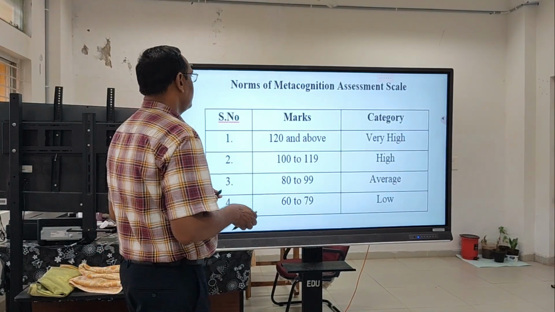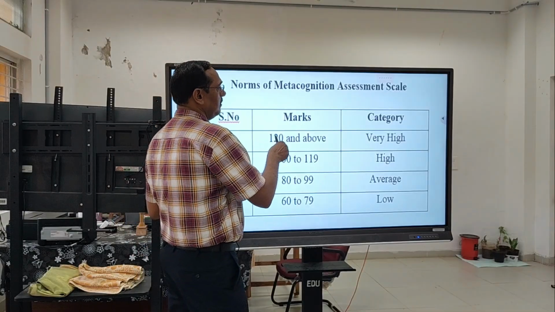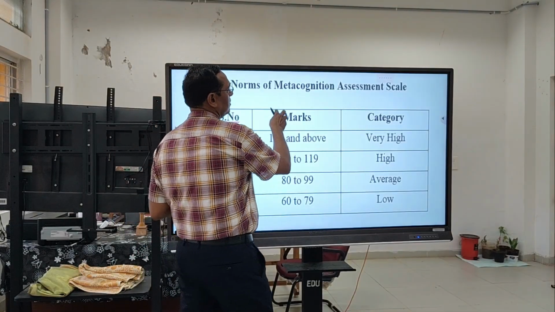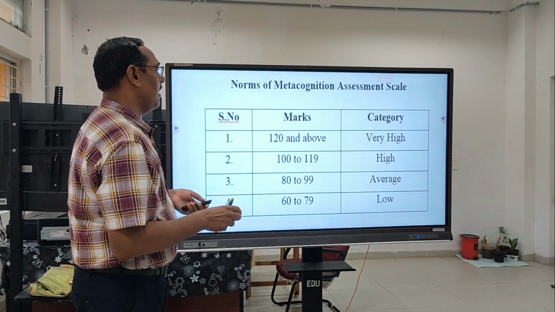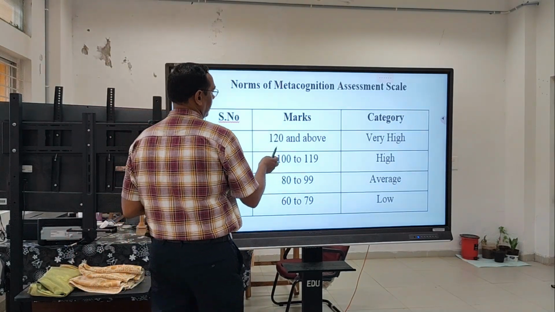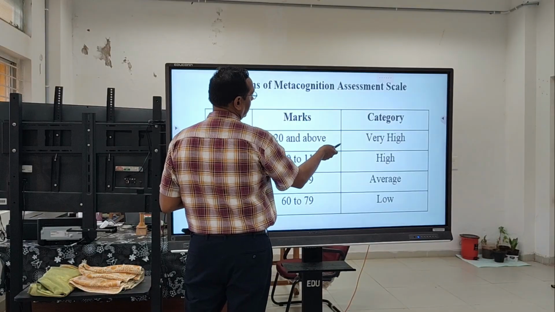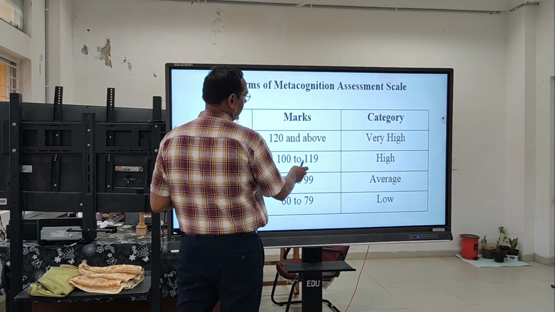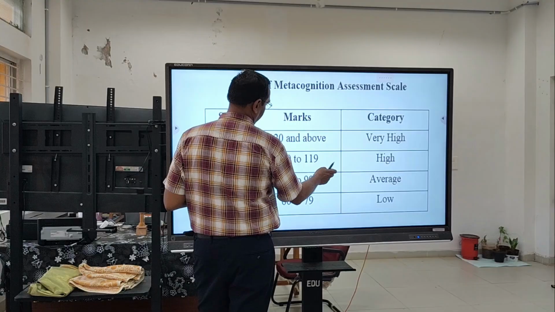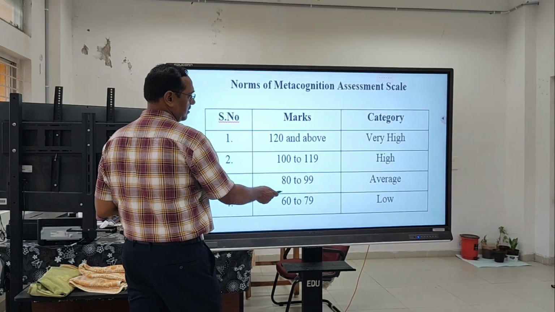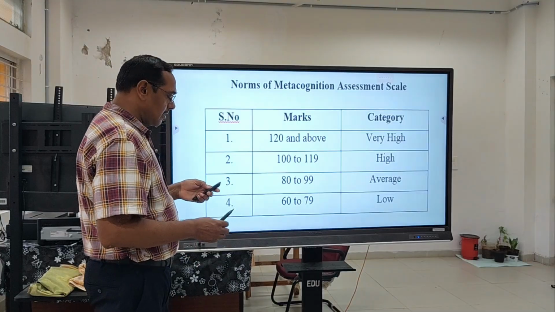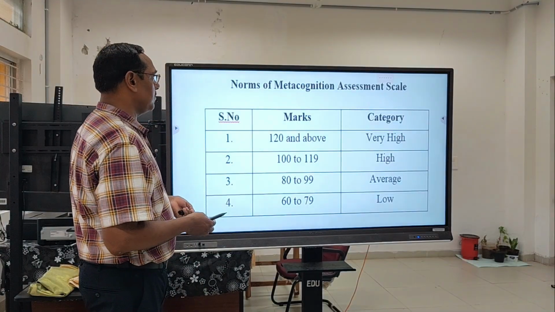So this example we are taking from our own research. These are real things. We have constructed a metacognition scale, and there we have fixed 120 and above as a category of very high, 100 to 119 high, 80 to 99 average, and 60 to 79 good. So we have fixed it. How do we fix it? That's what we are going to see.